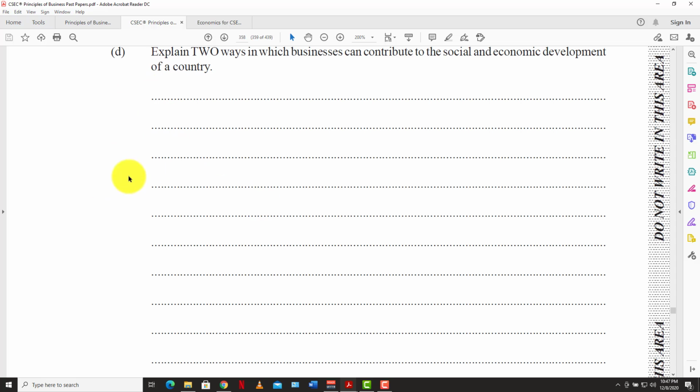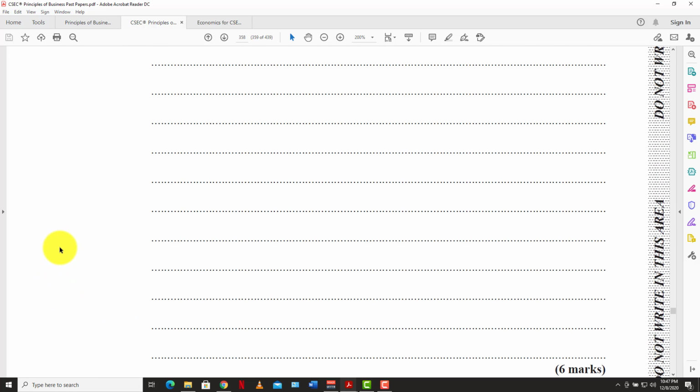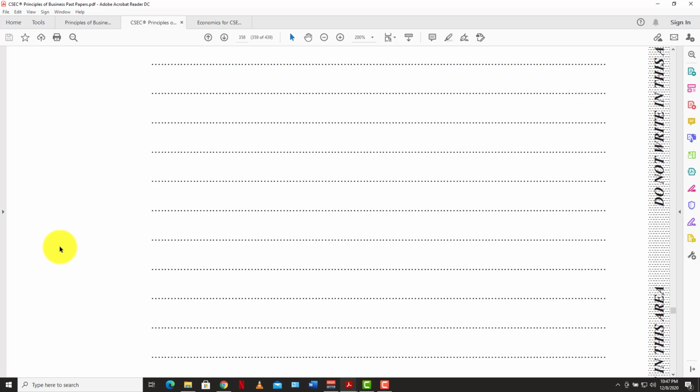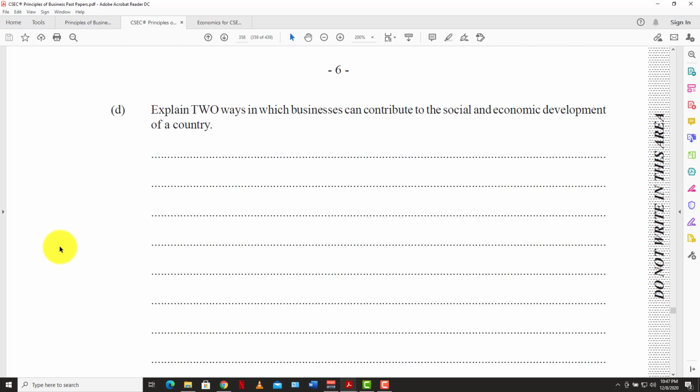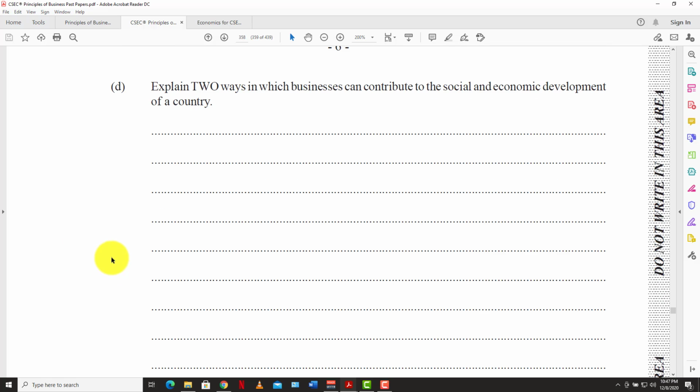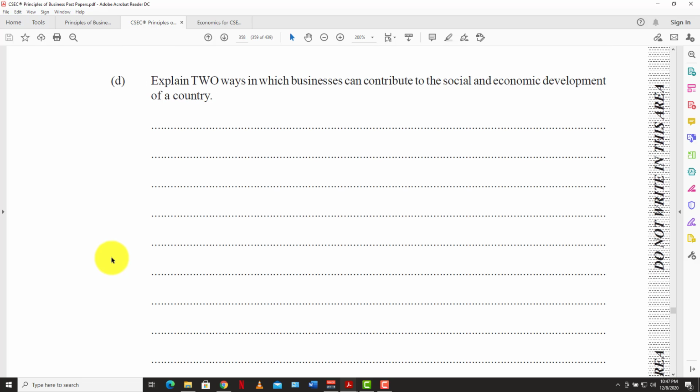There are 12 or 13 lines, so at least 6 lines for each point. Develop the point properly. And so what are the points? What are 2 ways in which businesses contribute to social and economic development of a country?